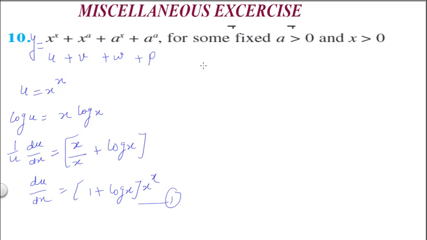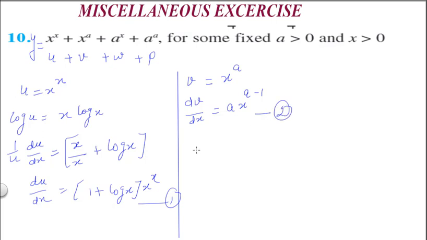Now we have to find dv by dx. Let me draw a line to just separate the solutions. What is v with us? V is given as x to the power a. You know x to the power a, where a is a fixed number. So whenever we have x to the power n, how do we solve it? dv by dx will be equal to a x to the power a minus 1. Let us name it as equation number 2.